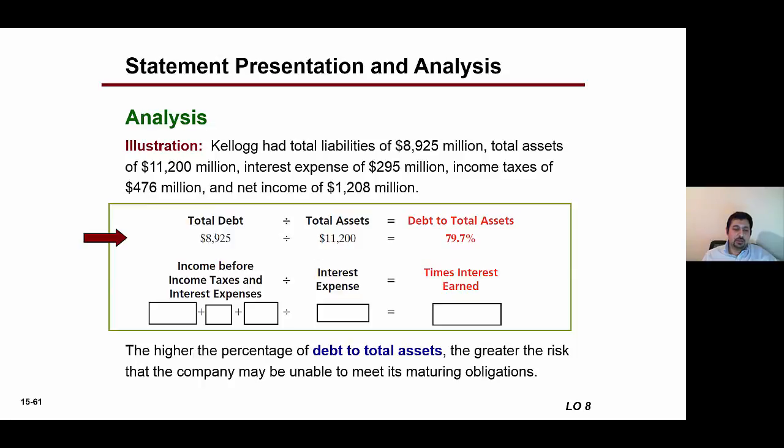And the higher the ratio, the worse it is, or the higher the risk that the company would default on those payments.